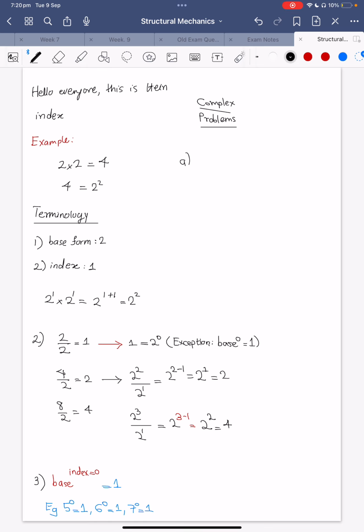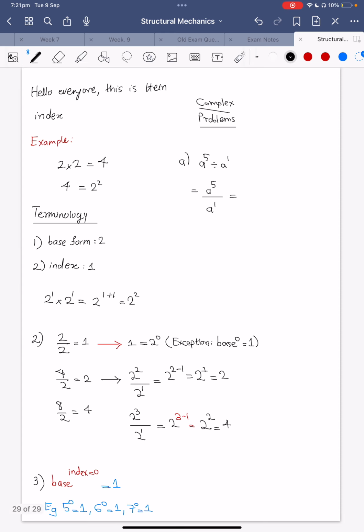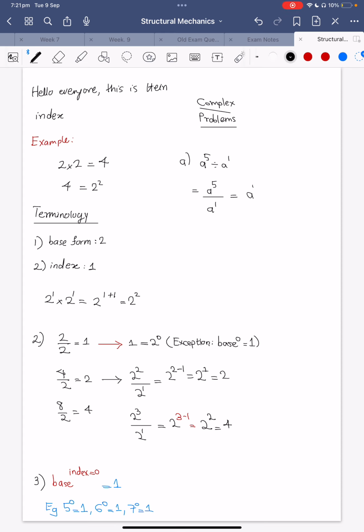a^5 divided by a^1. We use the bar sign to represent division: a^5 over a^1. So as rule 2 says, if it is the same base, different index, and they are in division form, the indices are subtracted. So in this scenario, the base is a, the power is 5 minus 1, and as a result, you will be left with a to the power of 4.